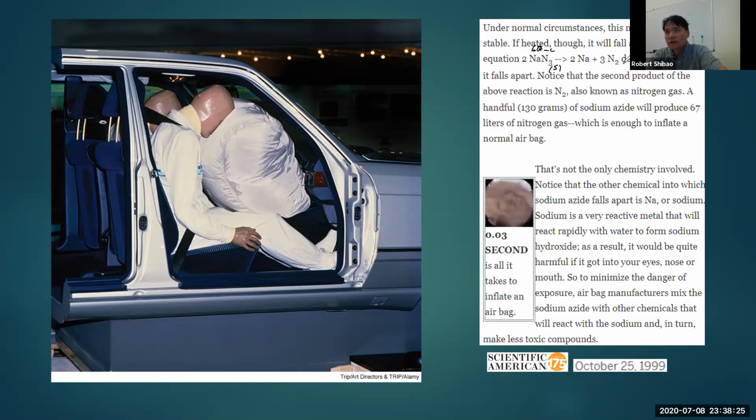And then we've got nitrogen here. Nitrogen's a gas, and that is going to produce 67 liters. So the volume expands from 60 milliliters to 67 liters. So that's why this huge balloon here.